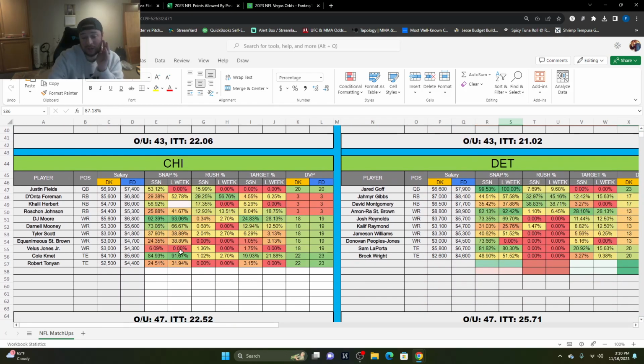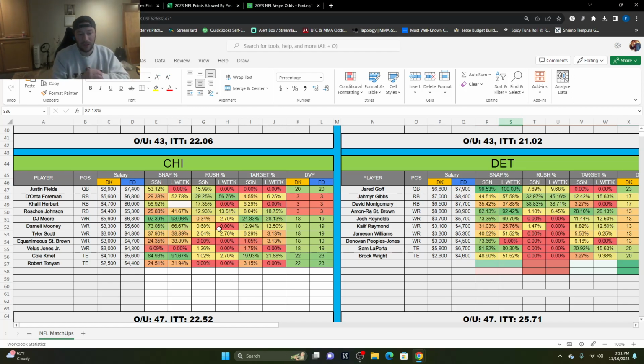Then we get to Chicago and Detroit. Now we are back with Justin Fields. He supposedly is back, so hopefully, Justin against this defense here. You can see Detroit's defense against the opposing quarterback ranks 20th. They're really good against the run. Khalil Herbert, Deontay Foreman has been good this year. He's not got the best matchup against Detroit. Maybe you throw him in tournaments.